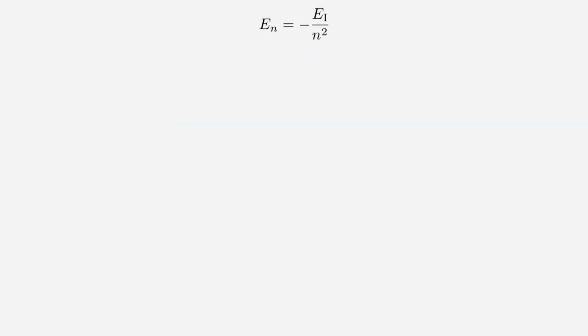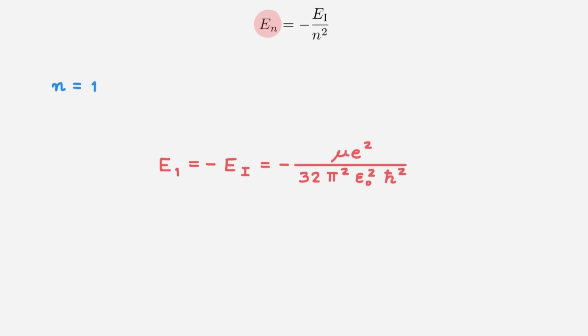And we're now ready to build the first few eigenvalues and eigenfunctions of the hydrogen atom. Let's start with the ground state, which is n equals 1. If we look at the general expression for the eigenenergies up here, we get that the ground state energy is equal to minus the ionization energy. We can also explicitly write out the ionization energy in terms of the reduced mass of the system and fundamental constants like this.